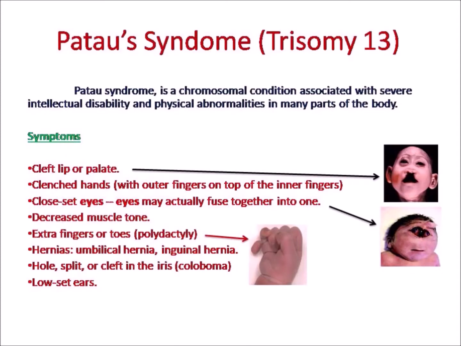Patau syndrome is associated with severe intellectual disability and physical abnormalities in many parts of the body. The symptoms include cleft lip or cleft palate, clenched hands, closed eyes, sometimes eyes may actually fuse together into one, decreased muscle tone, extra fingers or toes, that is polydactyly, hernias like umbilical hernia and inguinal hernia, a hole, split or cleft in the iris, that is called coloboma, and low-set ears.